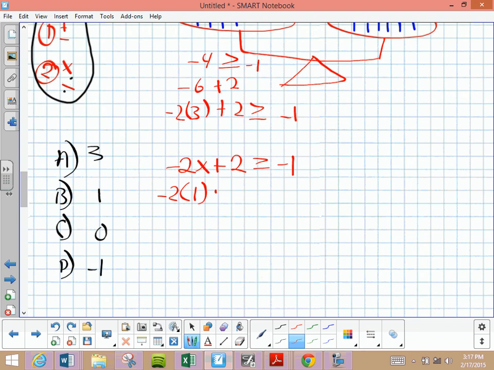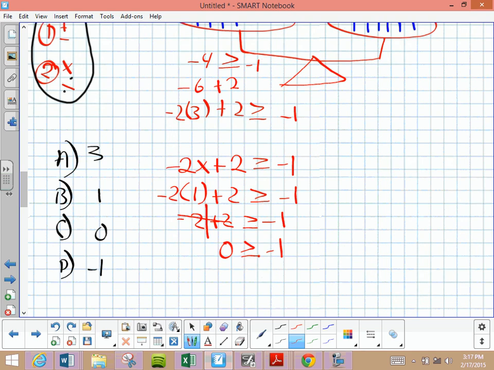Negative 2 times 1 plus 2, it has to be greater than or equal to negative 1, right? So this is negative 2 plus 2 greater than or equal to negative 1. What do I get here? You do get 0, right? Because you have 2 boys and 2 girls, that goes away. So 0. Is 0 greater than or equal to negative 1? That means that one works.